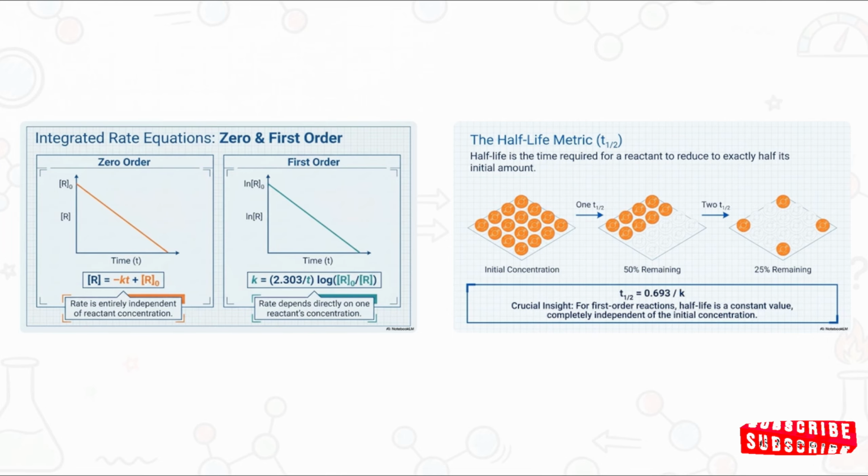But look at the first-order reaction. Here, the rate depends directly on the concentration. This leads us to one of the most fascinating metrics in all of chemistry, half-life. That's the time required for a reactant to reduce to exactly half of its initial amount.